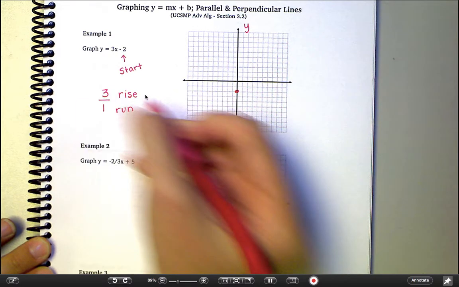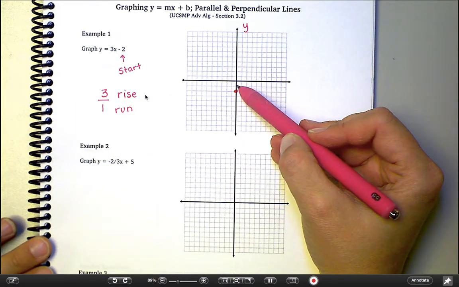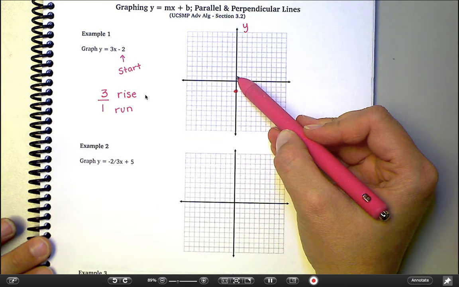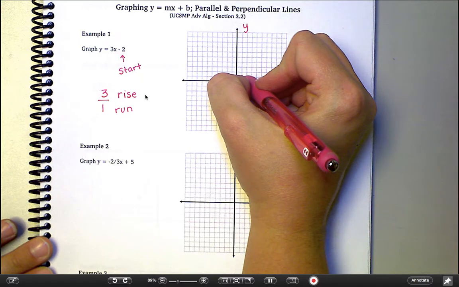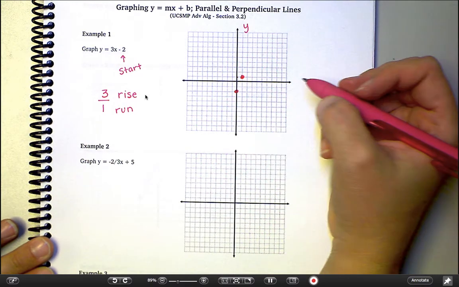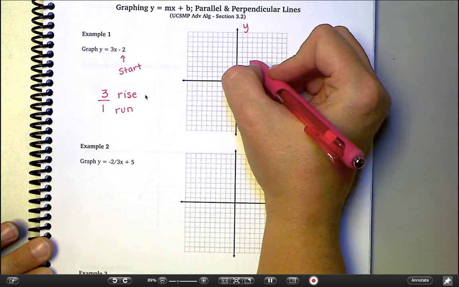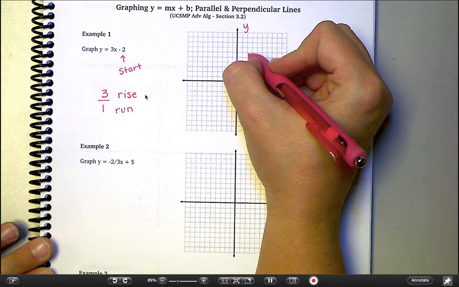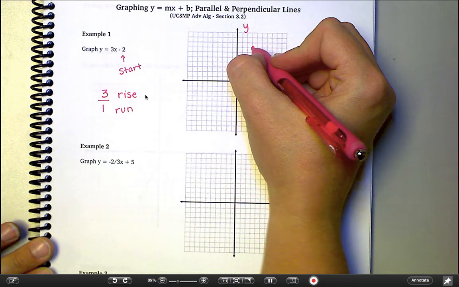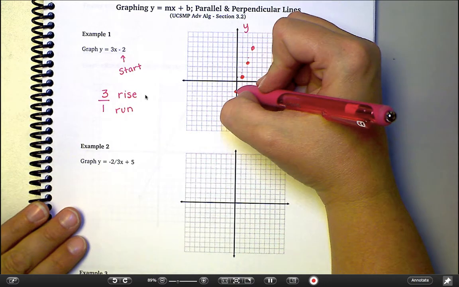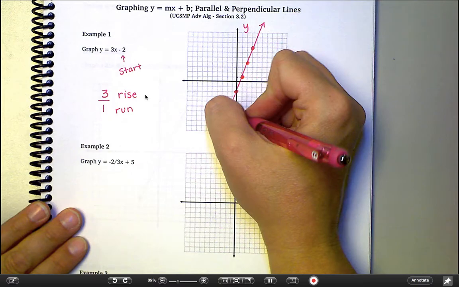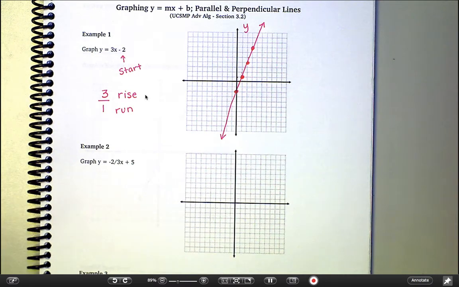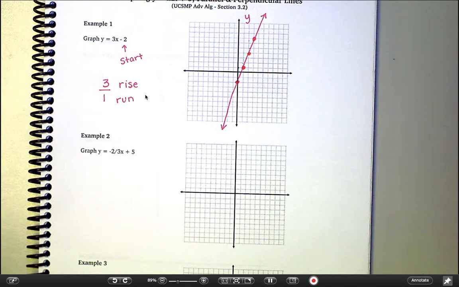So from that negative 2, we want to rise 3, which means go up 3, and run over to the right positive 1. And then we can just continue that pattern. So up 3 and over 1, up 3 and over 1. Just do it a couple of times so that you can make a nice straight line. And we can draw our line in there. Okay, let's look at the next one.